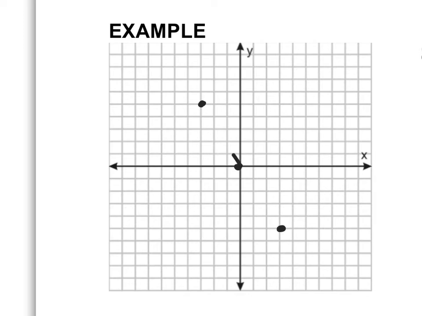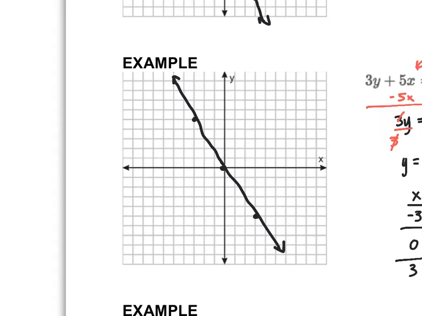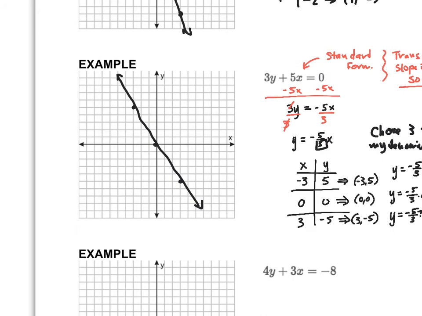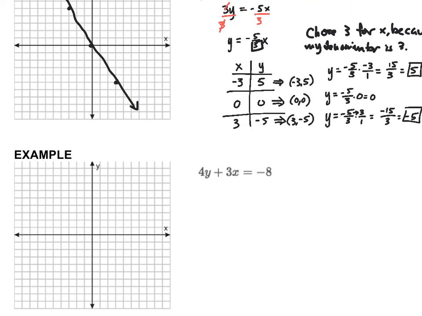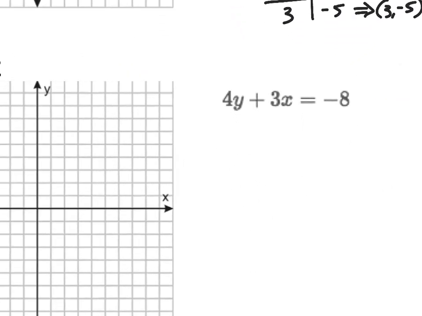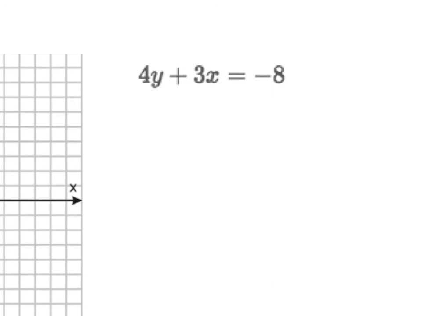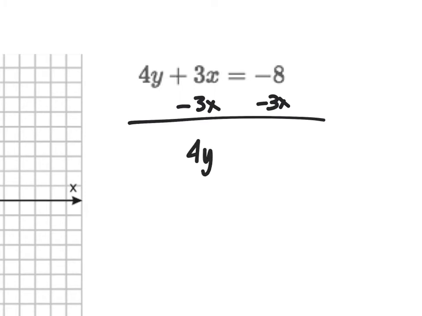All right, and we can connect those. My line isn't very good, but we can connect those with a line, and that's what we have. Okay, now I'm going to do the exact same thing for this last one. I'm going to subtract 3x from both sides and solve this for y. All right, and so I end up getting 4y is equal to negative 3x minus 8.